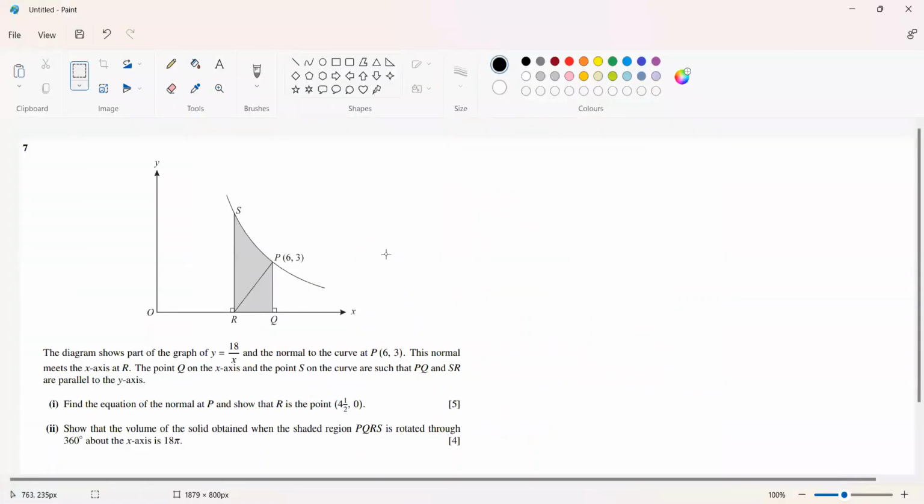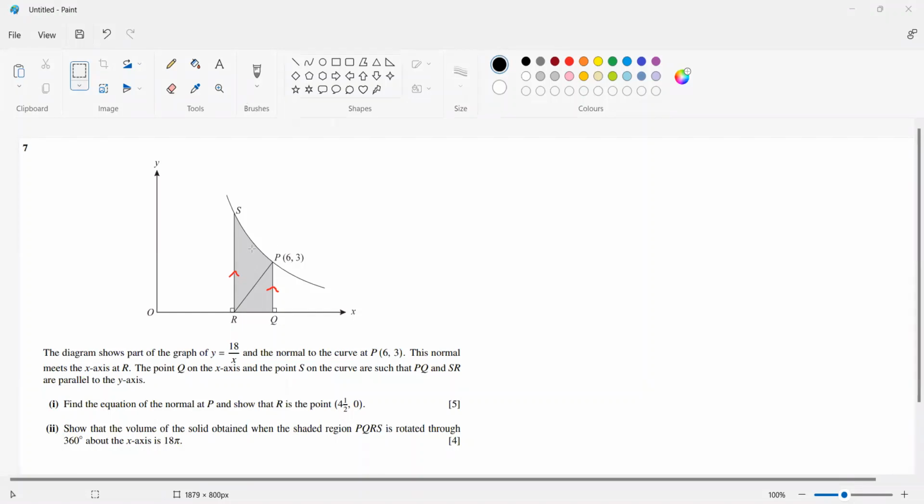The diagram shows a part of the graph y equals 18 over x and the normal to the curve at (6, 3). This normal meets the x-axis at point R, and the point Q is on the y-axis and the point S on the curve, such that PQ and SR are parallel to the y-axis. Find the equation of the normal at P and show that R is the point (4.5, 0). How do we do this, and what is this normal?